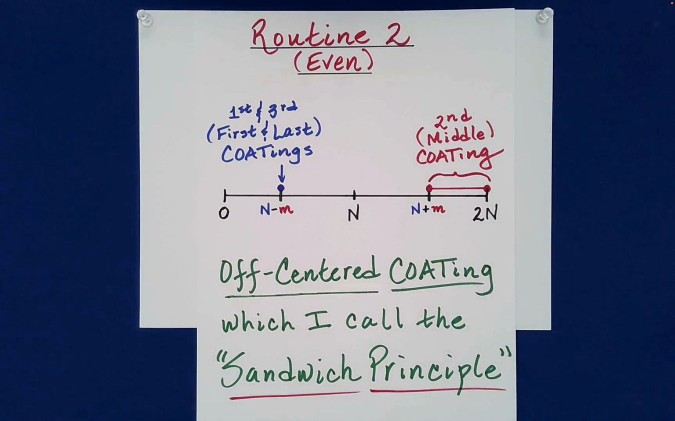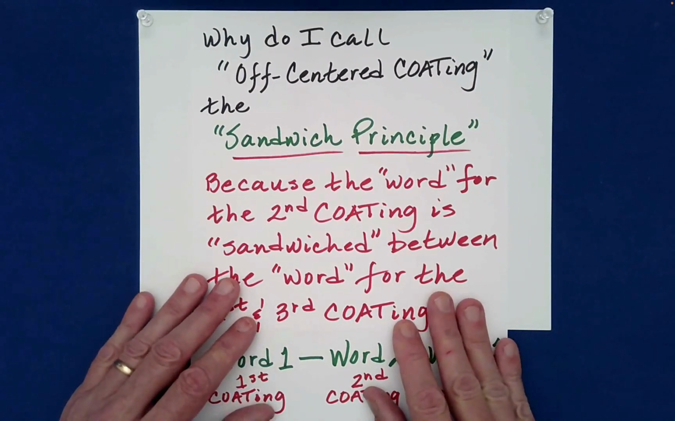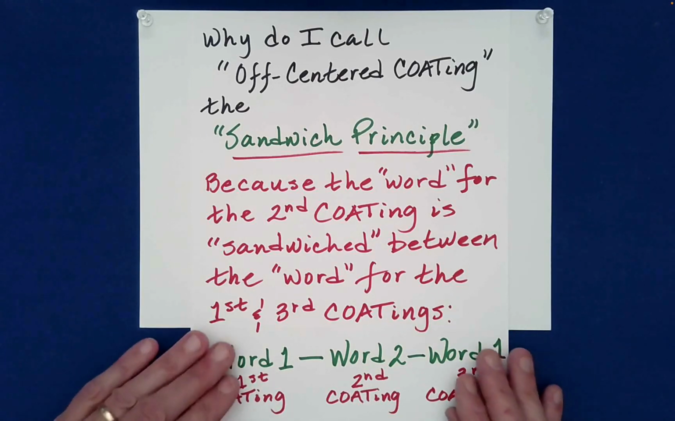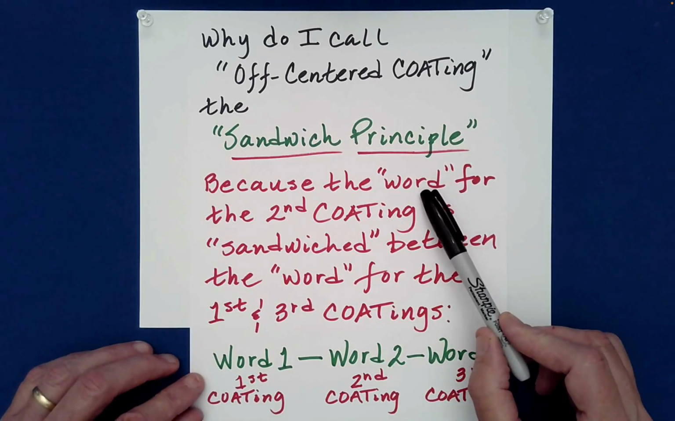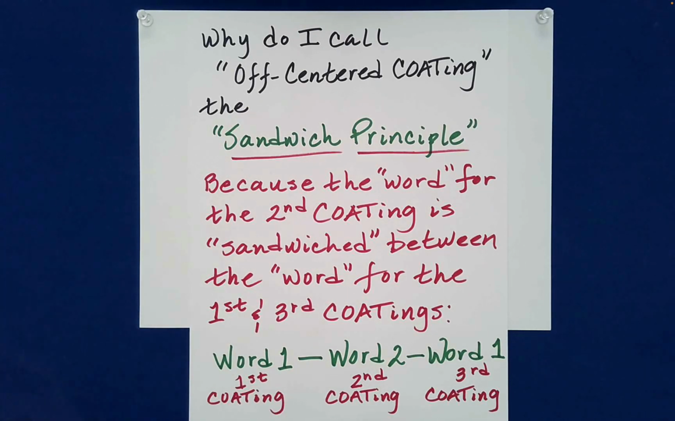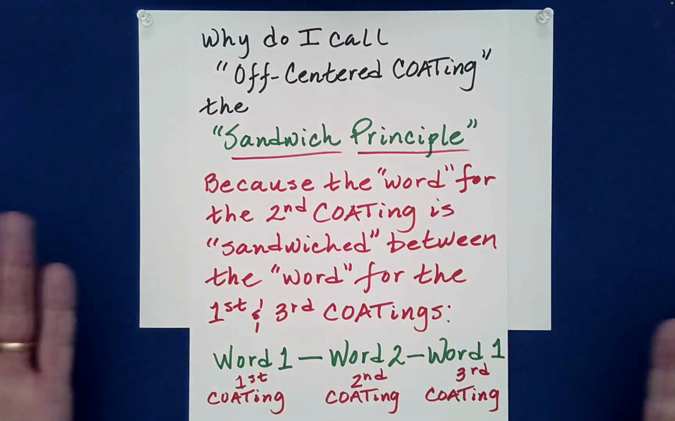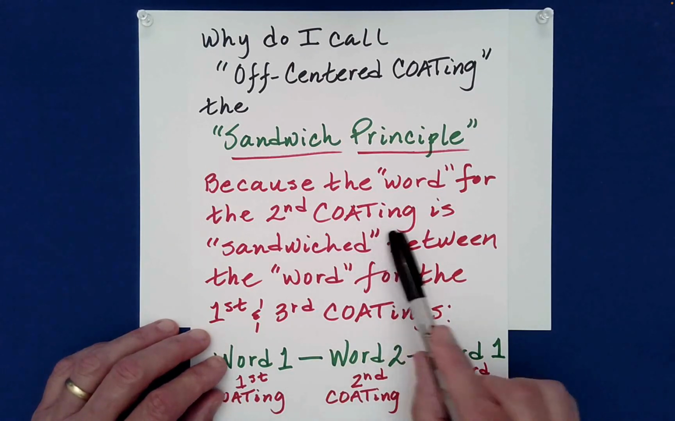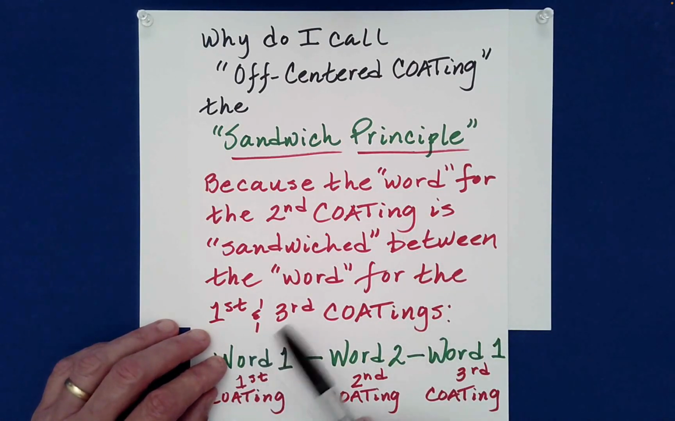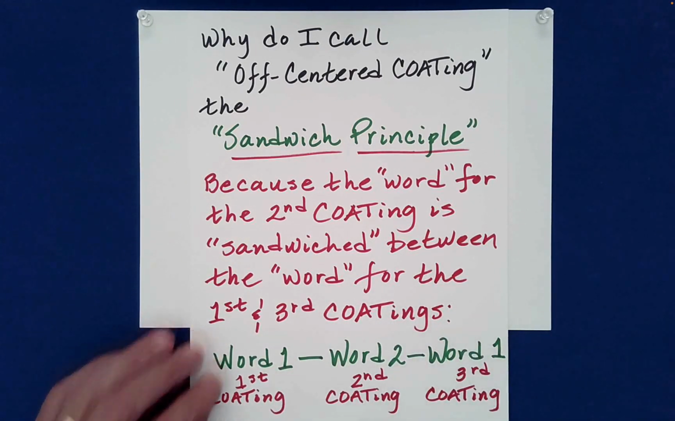Now, what I've decided to call it is the sandwich principle. If you can't quite see why I would use that word, let's go ahead and quickly explain it, okay? And I think it'll help you stay on track if you think about it as the sandwich principle, because that's really what we're doing. Okay, so why do I call it the sandwich principle? It's because the word, whatever name we're counting out or spelling out, I just call it word, it could even be a phrase, because the word to be spelled out for the second coating is sandwiched between the word for the first and third coatings, okay?